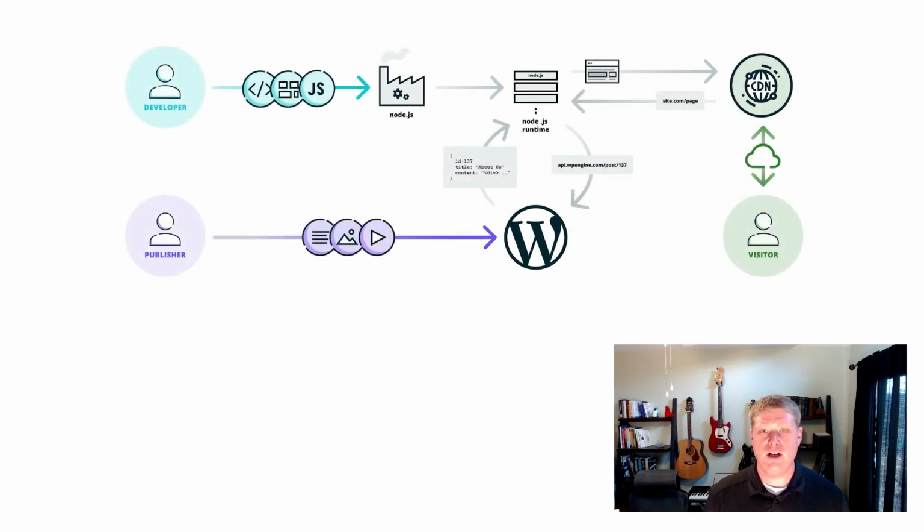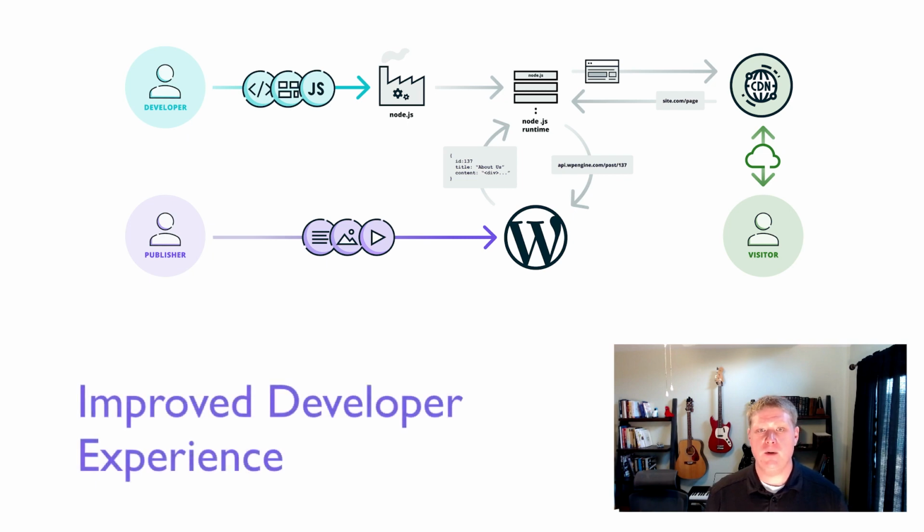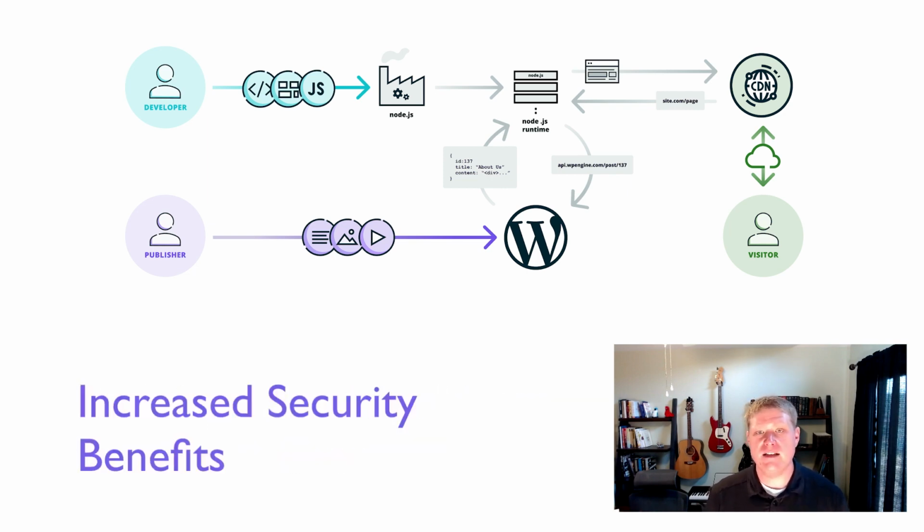When compared to traditional WordPress deployments, headless deployments have some of the following benefits. They can offer improved performance and perceived performance benefits to your users. Depending on the preferences of your developers, they can offer an improved developer experience around things like component-based architectures. They can also act as a repository for complex data types over REST APIs or GraphQL. And in some cases, they can also provide you additional security benefits.